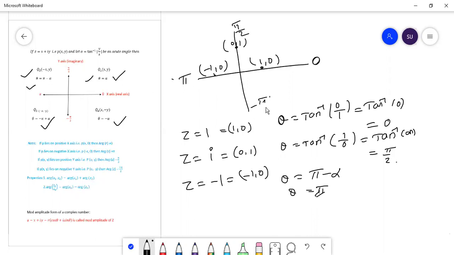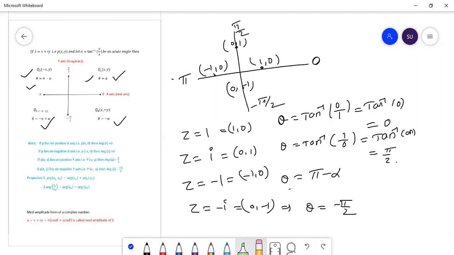In the same way, you will get minus pi by 2 if the point is in the form (0, -1). So if z is equal to minus i, that is (0, -1), that implies theta is equal to minus pi by 2. Here alpha is 0, which means theta is equal to pi minus 0, which is equal to pi. So finally, if the complex number is z equal to 1, then its argument is 0.